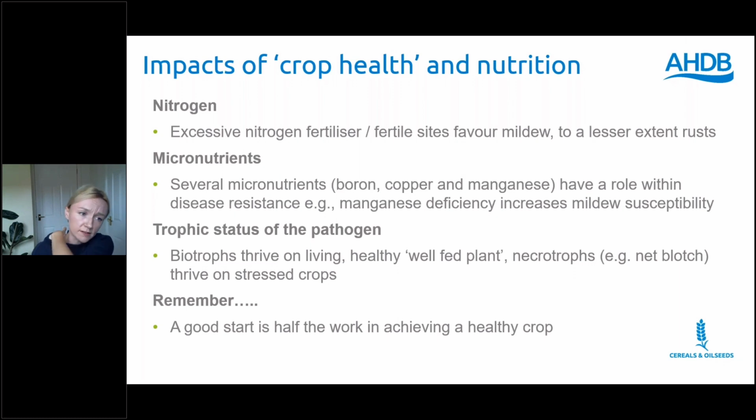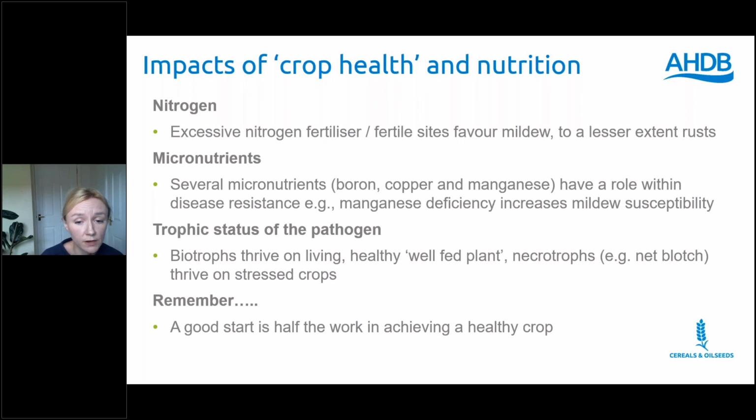I think it's really important, when you're having this conversation around balanced nutrition and crop health products, to think about the trophic status of the pathogen. We know, for example, that biotrophs, which include the rusts and the mildew, thrive on really healthy, living, well-fed plant tissues.